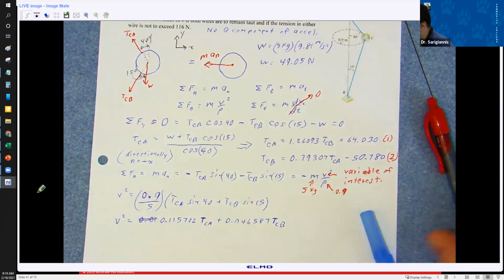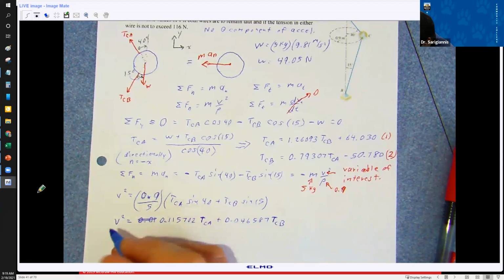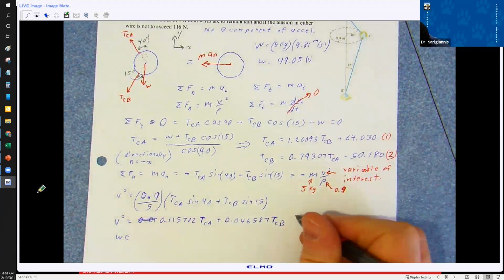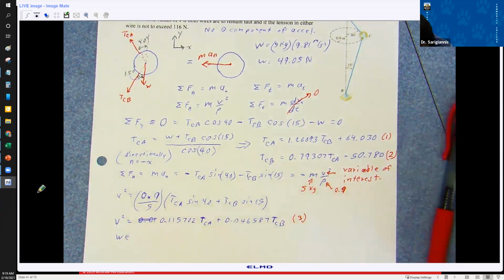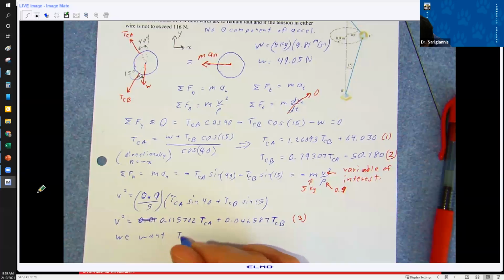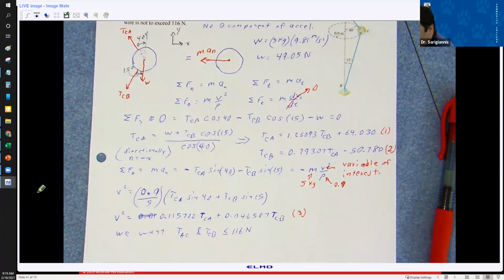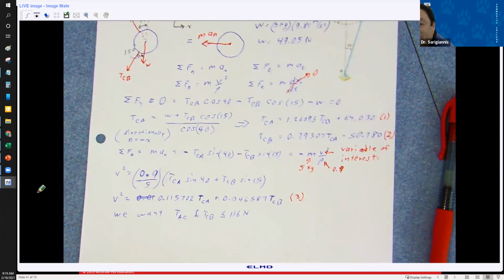So now we have 3 equations, right? To look at, and I'm just going to number them because they're technically not, we're not going to solve them. So we want TCA and TCB to be less than or equal to 116 newtons, right? So this is a little less straightforward than just solving something.